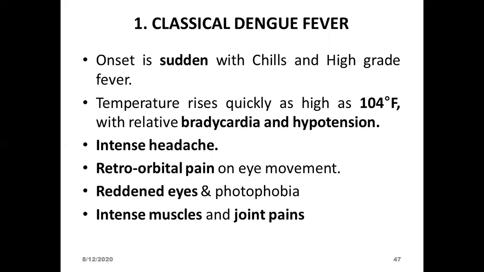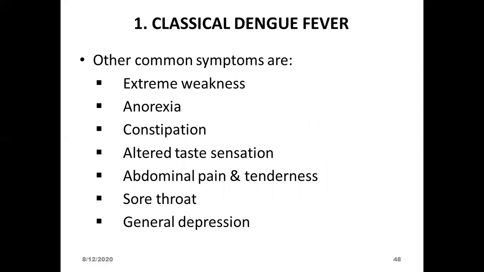104 degrees Fahrenheit with relative bradycardia and hypotension. There is an intense headache, retroorbital pain with eye movement, reddened eyes and photophobia, and intense muscle and joint pains in the patient. The other common symptoms include extreme weakness, anorexia, constipation, altered taste sensation, abdominal pain and tenderness, sore throat, and the patient is suffering from general depression.